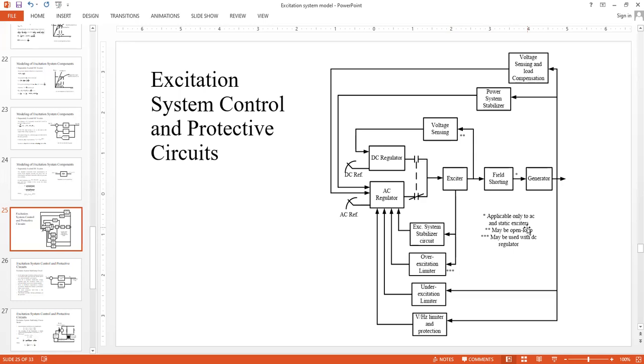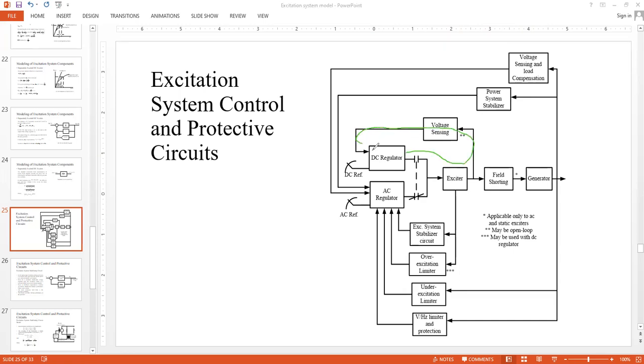Okay, it's not applicable for DC exciter. Then we have the voltage sensing. There was a voltage sensing for the AC voltage sensor, and there is another voltage sensing, which is actually coming in the feedback path for the DC regulator control. Okay, so you see this is the feedback path. So this is the closed loop through the voltage sensing.